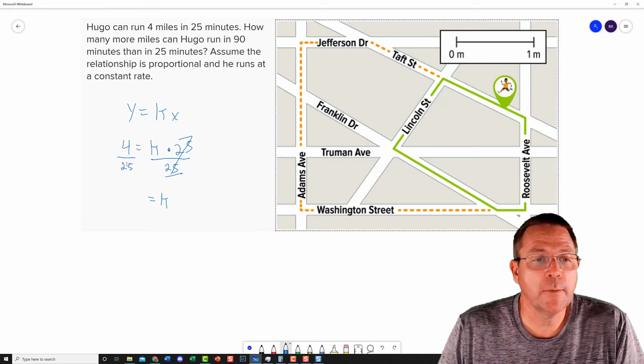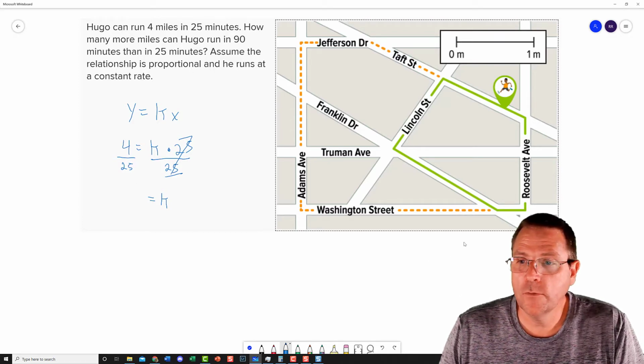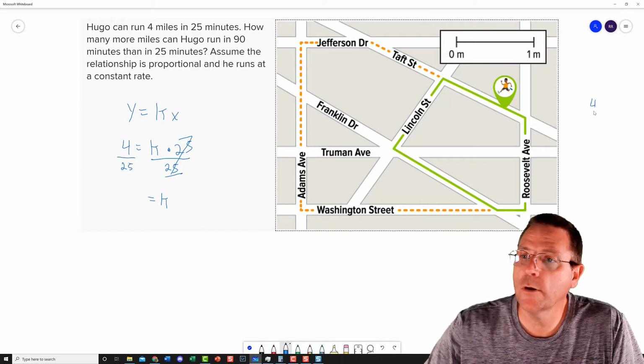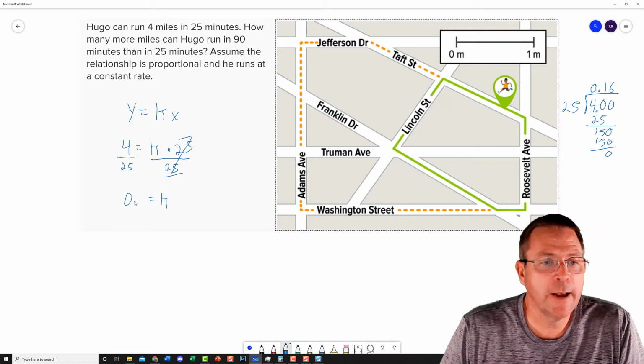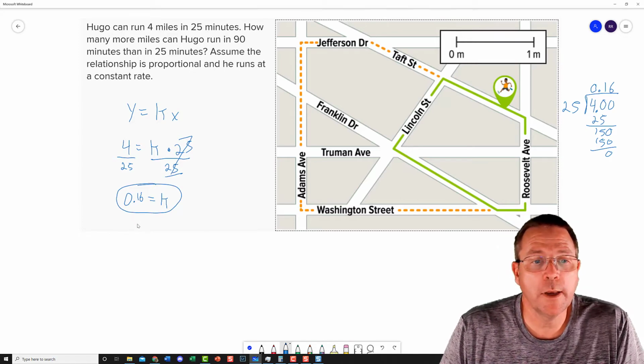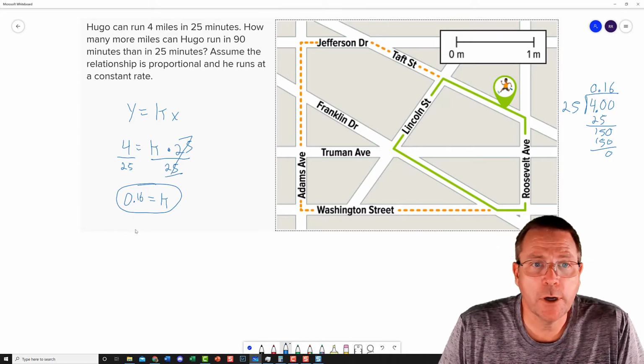And then 4 divided by 25, if you were to do some long division on that one, we'll do it over here. 4 divided by 25. 25 goes into 4 0 times. Annexing your decimal and your 0, it goes into 40 1 times, which is 25 with 15 left over. Annexing another 0, it goes into 150 6 times, which is 150 with nothing left over. So my constant of variation is 0.16. That's how far Hugo can run in 1 minute, but that's not what the question asked.